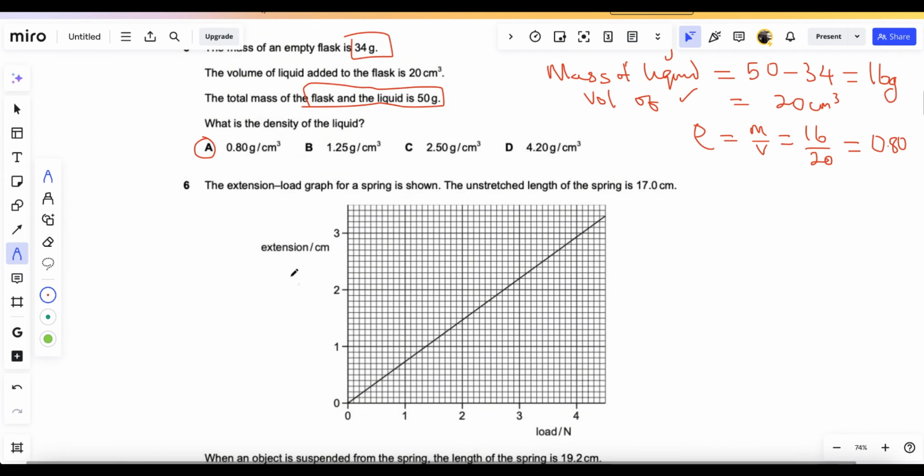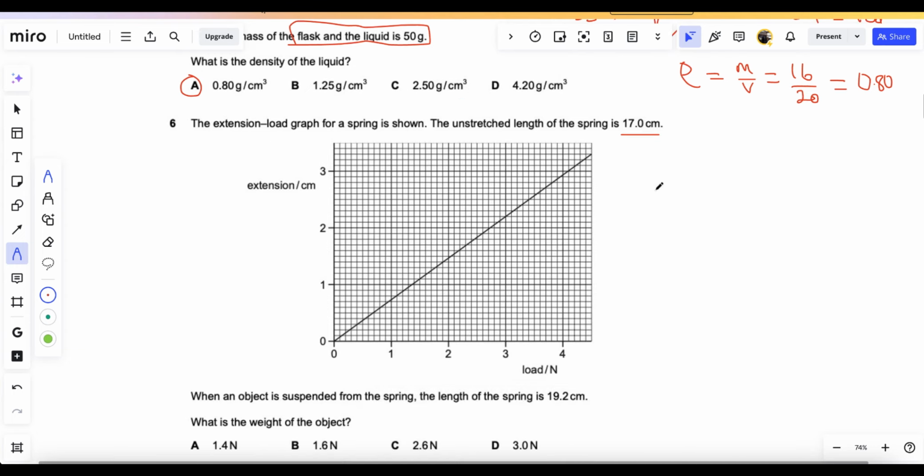It said the extension load graph for a spring is shown. Now the unstretched length of the spring is 70 centimeter. You know, right? So that would be our benchmark. The unstretched length of the spring is 70 centimeter.